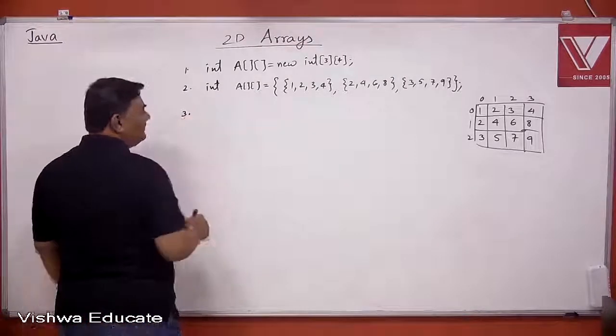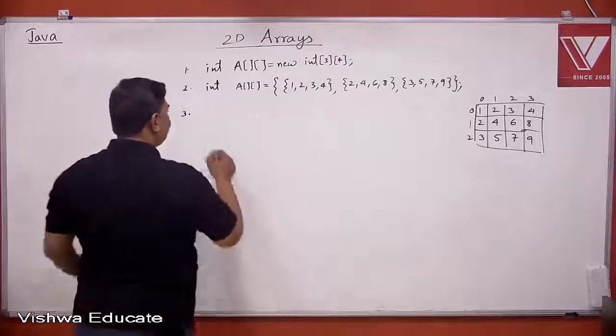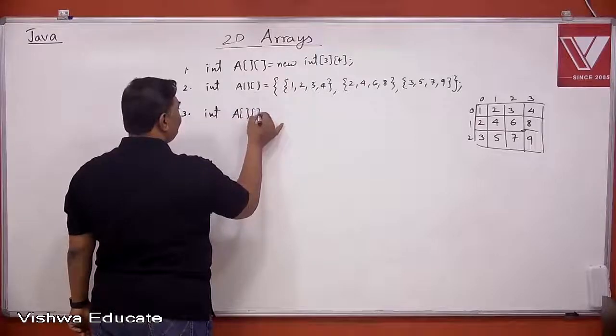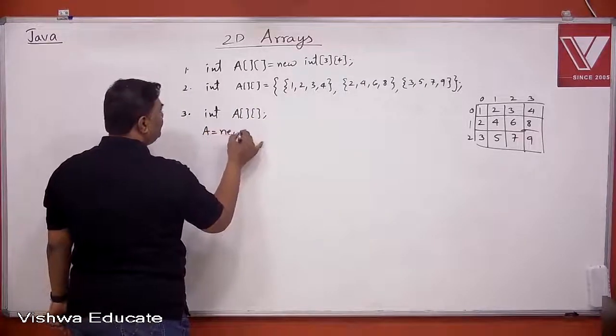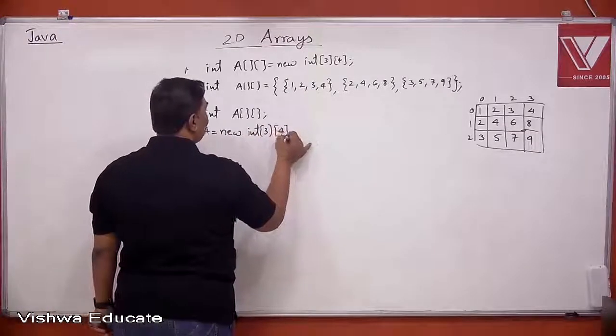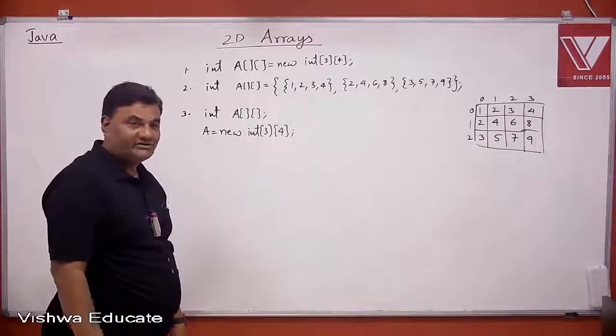So this is how you can create as well as initialize. And you can also do it in two steps instead of one step. That is a = new int[3][4]. This is also allowed. You can do it in two steps.